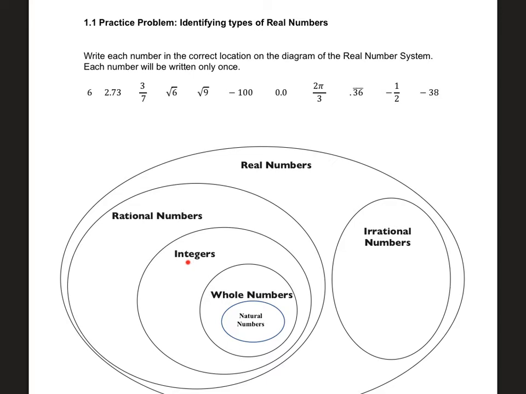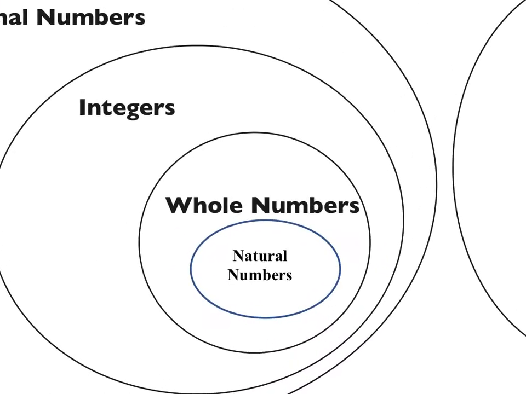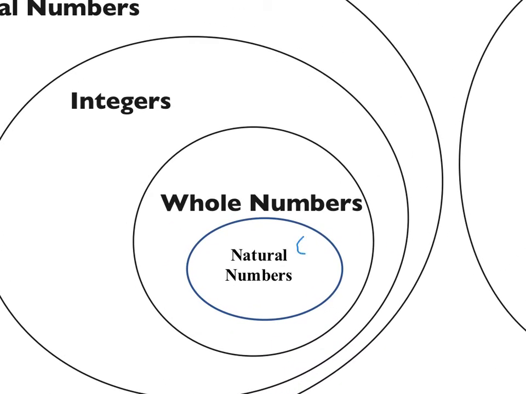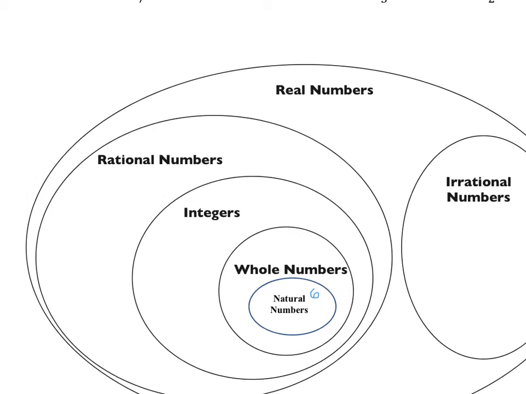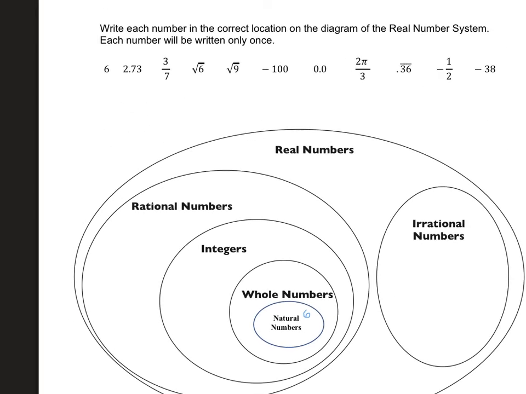Okay, is it a whole number? It is a whole number because it's positive. Okay, is it a natural number? Yes, it is a natural number because it is a number that we use to count with. So in the natural number set, we can put in that 6. That's where it belongs. Okay, so we've got that one. Let's just cross it off.